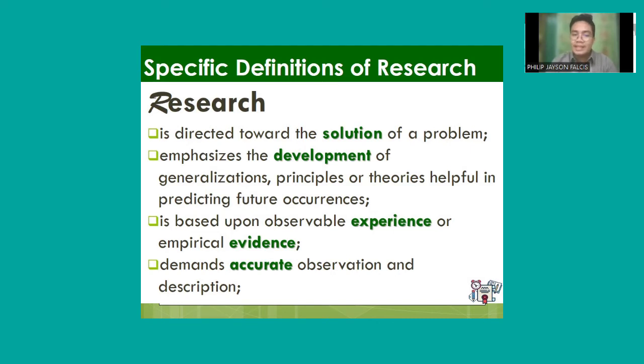Next, research emphasizes the development of generalizations, principles, or theories helpful in predicting future occurrences. How do we prevent this in the future? Next, it is based upon observable experience or empirical evidence. So it talks about experience and evidence at the same time. And it demands accurate observation and description.